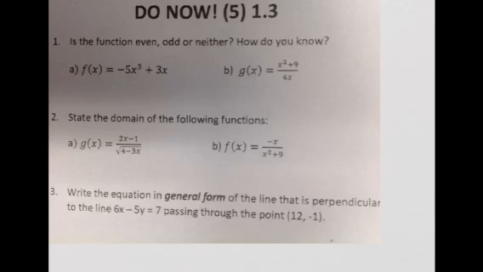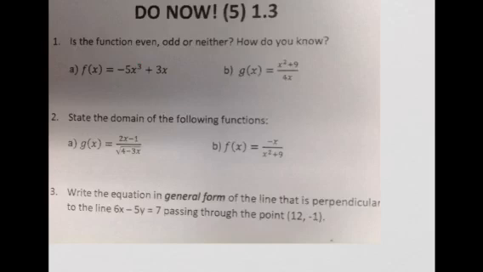Alright, so in this video, I'm going to go over do now number 5. Number 1 is the function even, odd, or neither, and how do you know? First off, we notice that both exponents on function A, this one and this one, are odd. So when every exponent in the polynomial is odd, then the function is odd. But you also have to be able to show it algebraically.